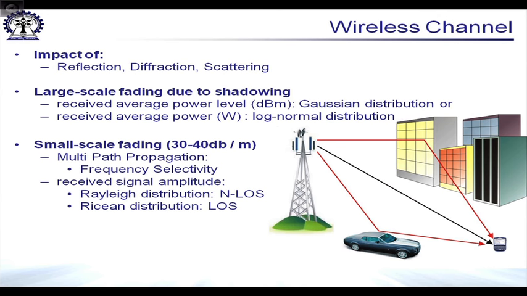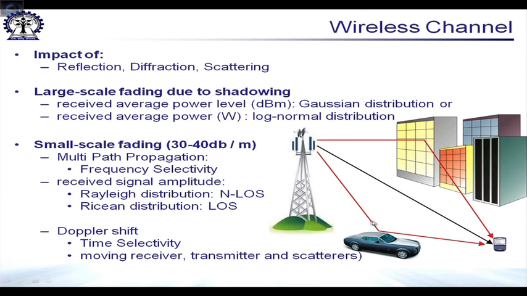There is also the effect of mobility because of moving objects in the path of transmitter and receiver, which result in Doppler shift, we will see in details, and this causes time selectivity of the signal. That means signals fluctuate in signal strength even though the receiver may be static at one point. The receiver could be moving, that could be one case.